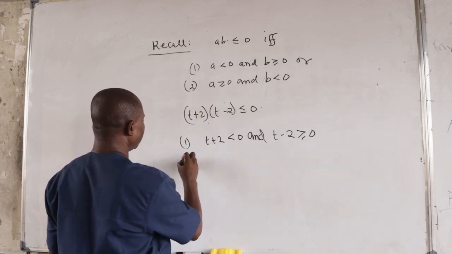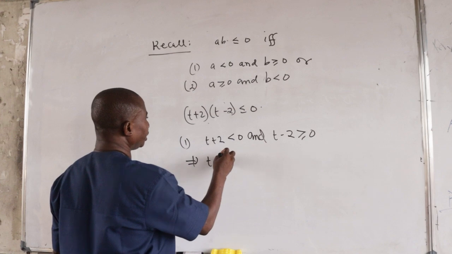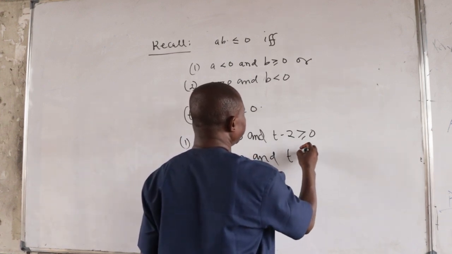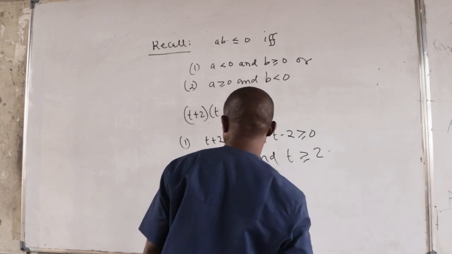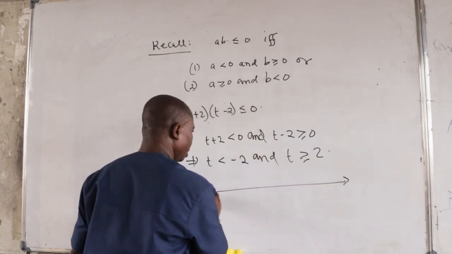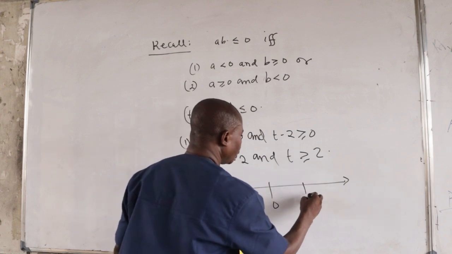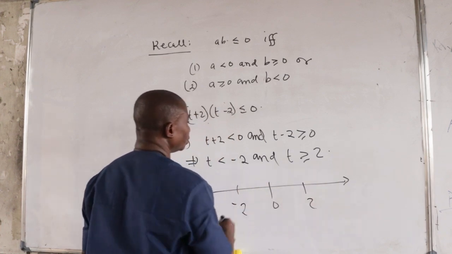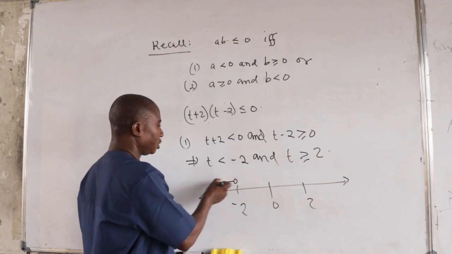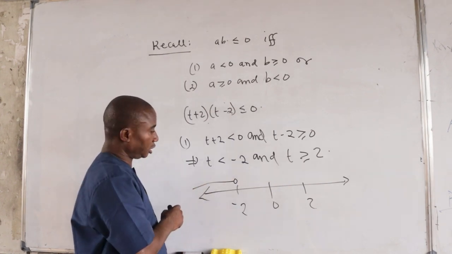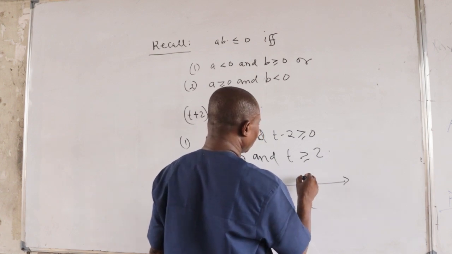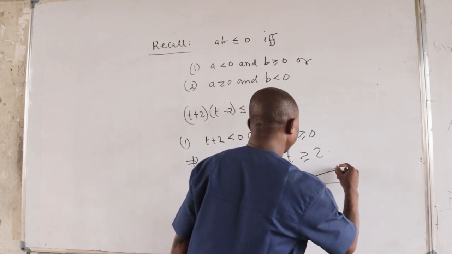If this is true, this means that t is less than minus 2 and t is greater than or equal to 2. Let's graph this set. This is the number line. This is 0. This is 2. This is minus 2. For t less than negative 2, we have this side of the inequality. So this is the graph. For t greater than or equal to 2, this is the graph.